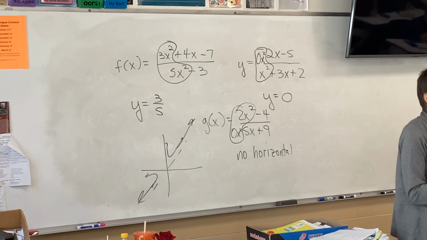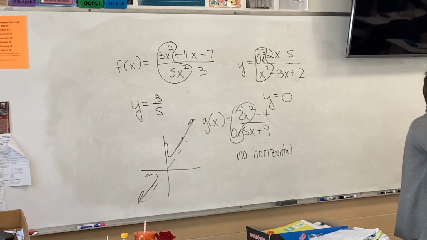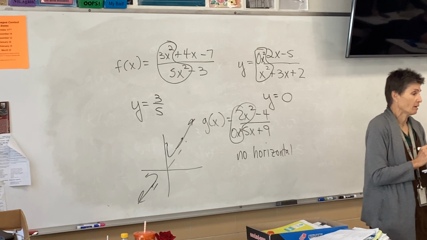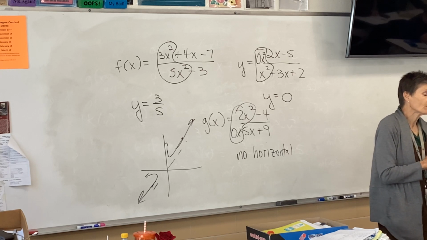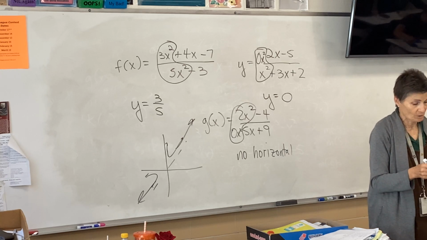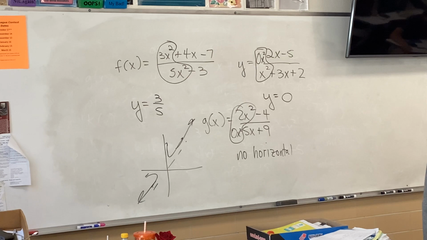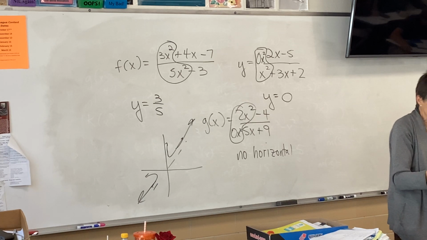Tell me about E. Y equals 0. Again, it's Drew's rule. If the denominator power is bigger, it's going to be y equals 0. And how about F? Y equals 0. That's your horizontal asymptote. Y equals 0.